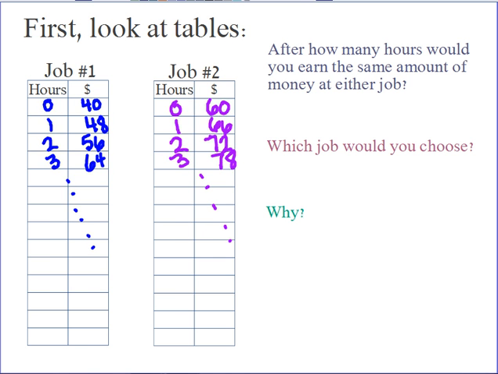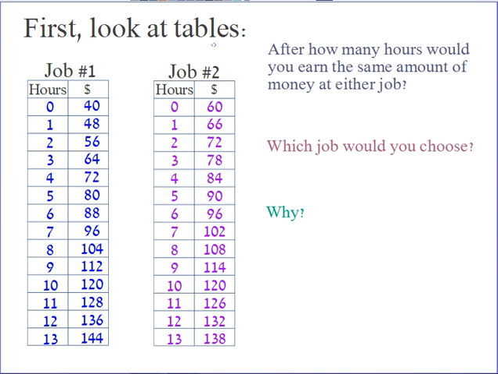So with the magic of special effects, our charts are already filled out. Take a look for a minute at both the charts. Try to find how many hours it would take before I'd earn the same amount of money at either job. Right here at 10 hours, I would earn $120 regardless of which job I choose. So after 10 hours, I would earn the same amount of money.